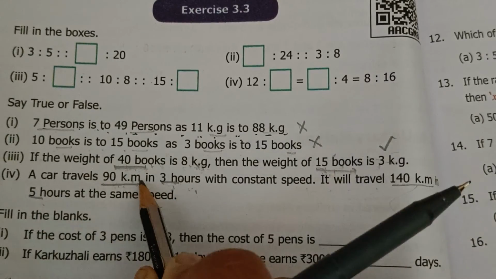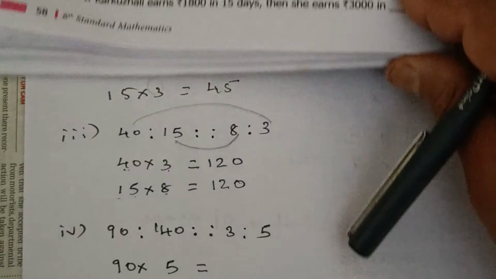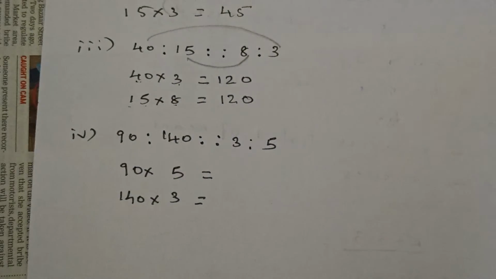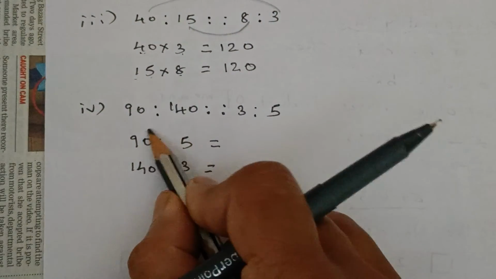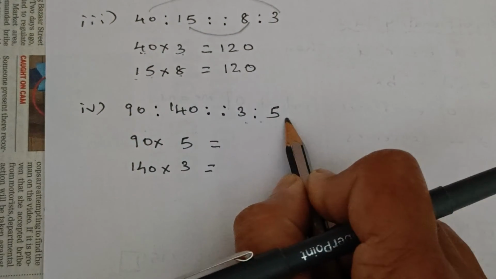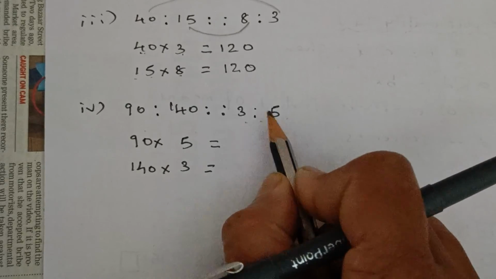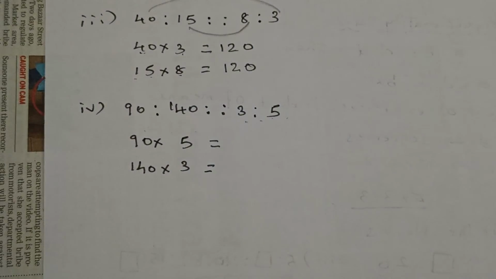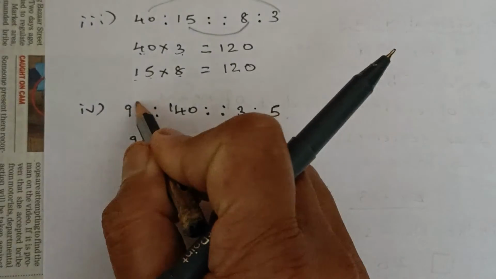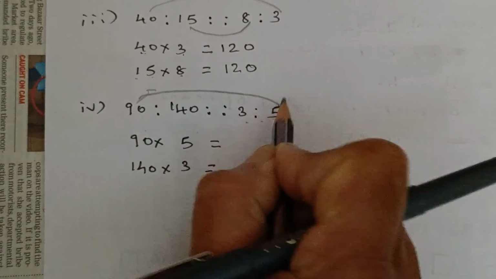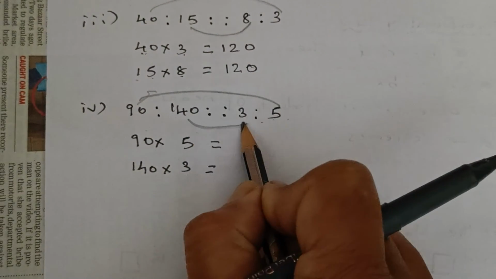Two hours we can compare, two kilometers can be compared. So we write the ratio as 90 is to 140, both are kilometers, 3 is to 5, both are hours, time. Okay, we got the proportion. Now we have to check whether the product of the extremes is equal to the product of the means.